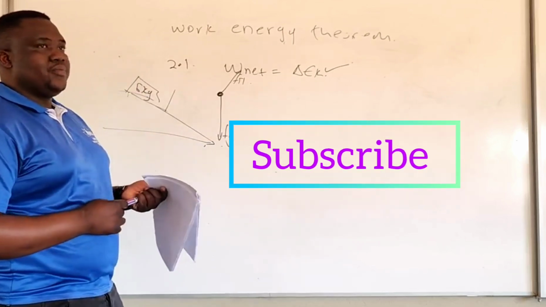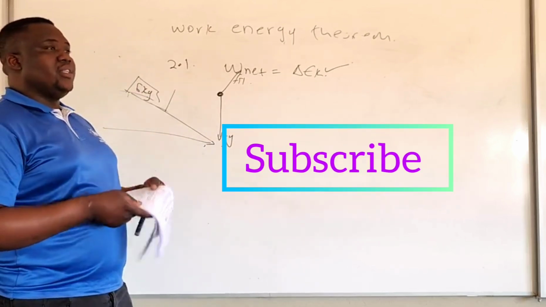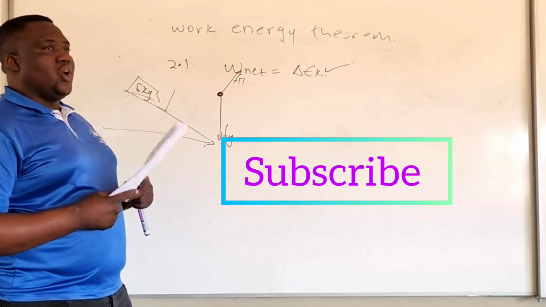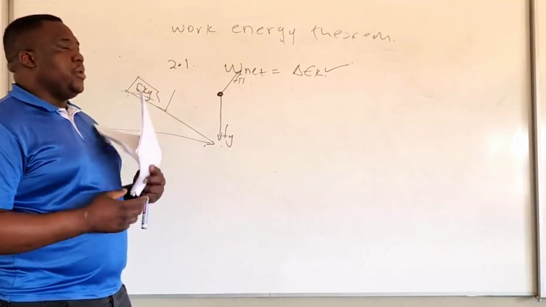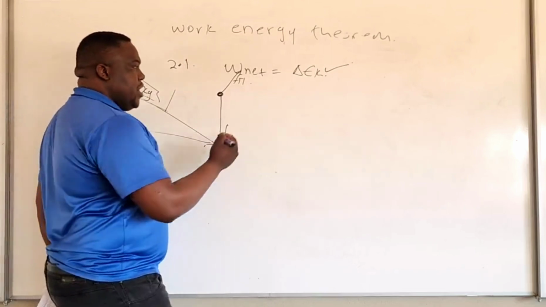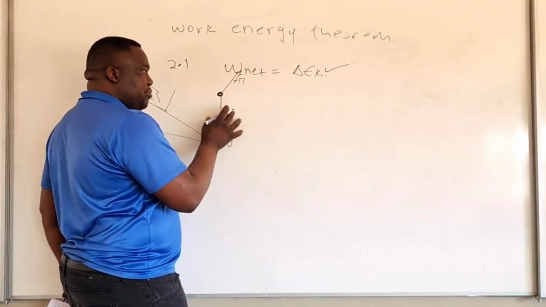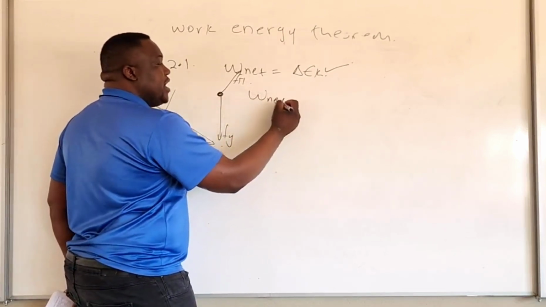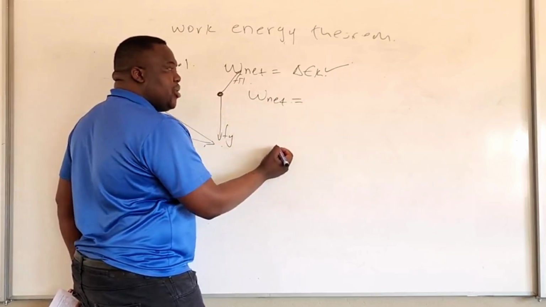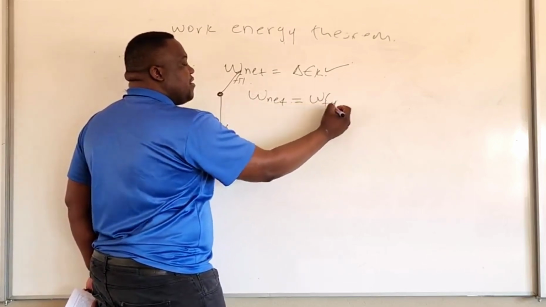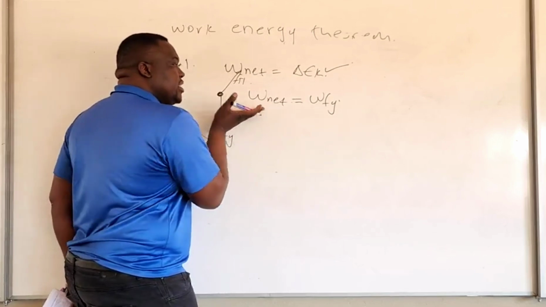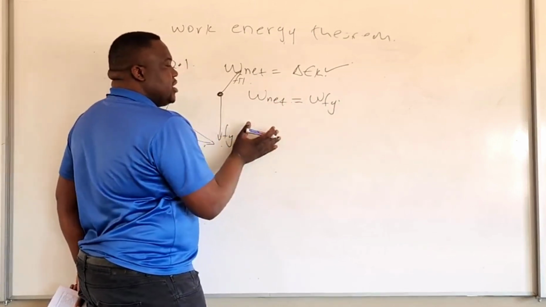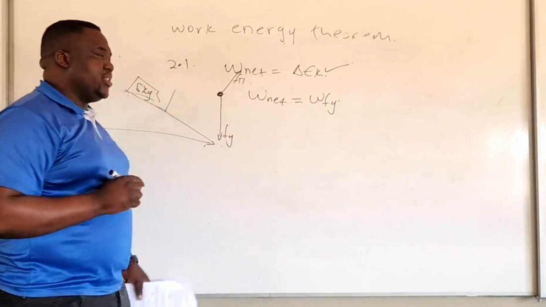So let us calculate the speed of that object at point P. When we notice from this, we notice that work net, the total work done on an object, is equal to the work done by force of gravity. Listen, this is not a formula. This is the interpretation of that particular scenario.